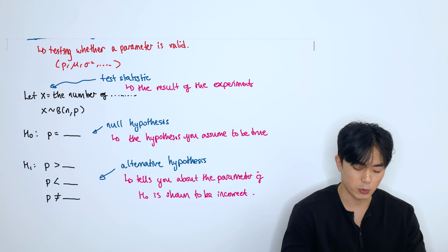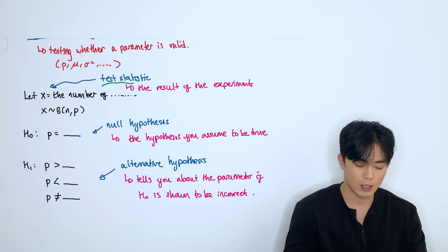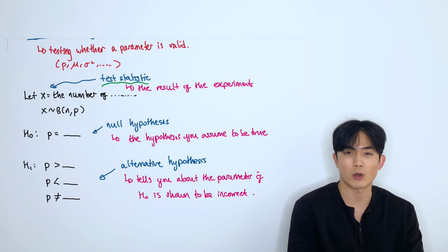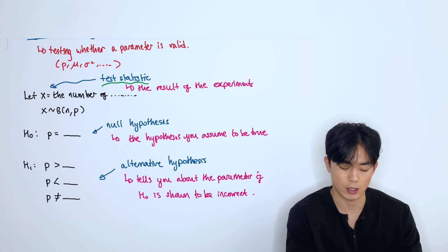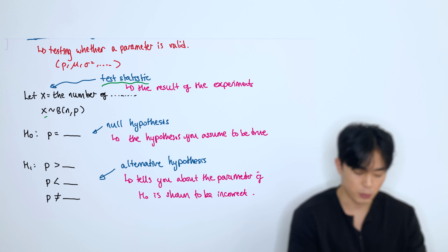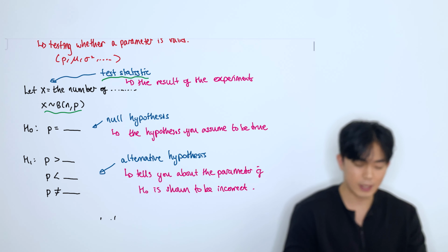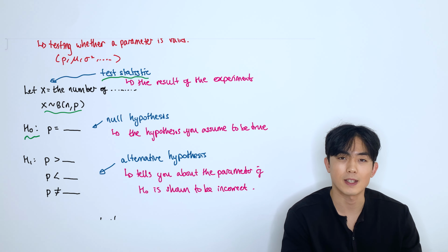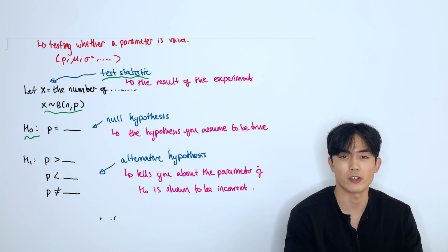So first things first, we define what our x is, x being a test statistic. So we say let x equal the number of something. It depends on the question, right? It depends on what they're counting. And this we call the test statistic. And then because we're dealing with binomial, we're going to define our binomial distribution. And then we write down something called H0. This is known as the null hypothesis. So this is the value of p that everyone assumes to be the correct value of p initially.